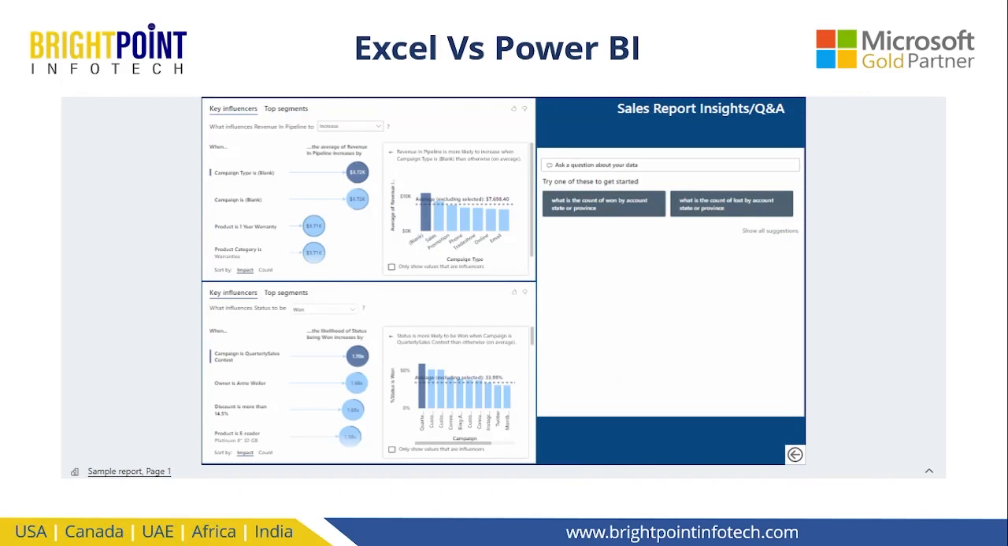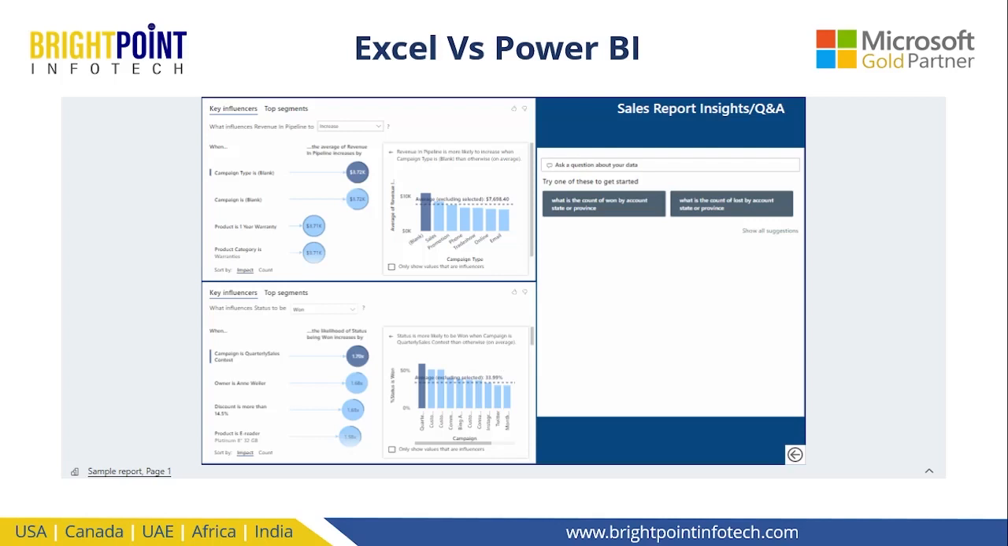On the first influencer, it analyzes what influences the revenue in pipeline to increase. The list shows the elements. For example, when the campaign type is so and so, the average revenue in pipeline increases by that particular amount. And other pointers, like revenue in pipeline increases by 3.71k when the product category is 1 year warranty. And the visual on the right is a representation of the first point.